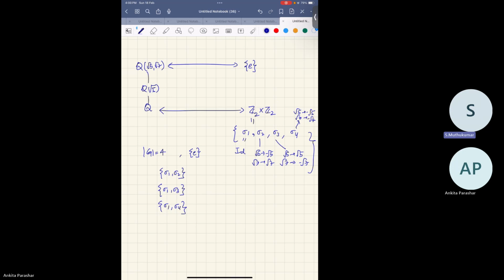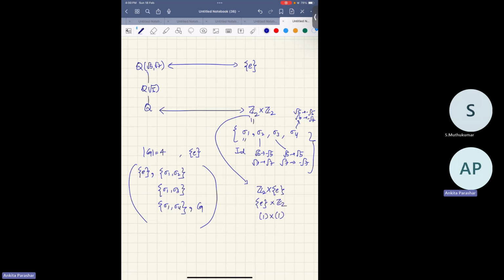And G itself, and identity, of course. So if we check, these are all the possible subgroups that we have for Z2 cross Z2. If we look at it in terms of Z2 cross Z2, we can see it like this also. Z2 cross identity is one group. Identity cross Z2 is another group. And 1 cross 1 is also a group.